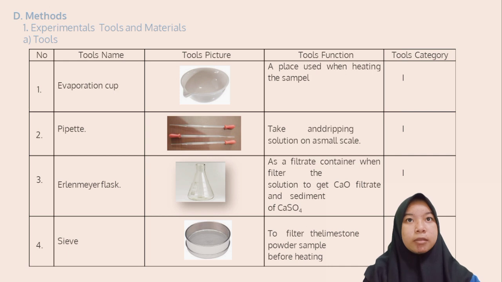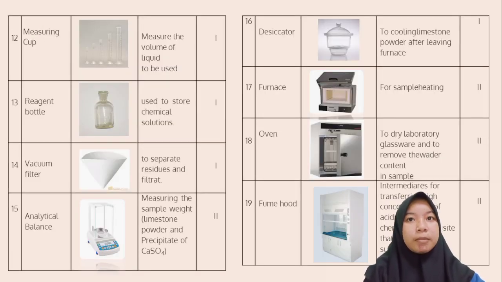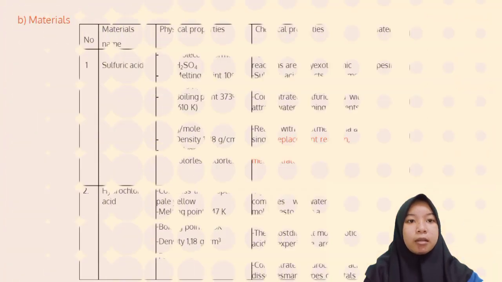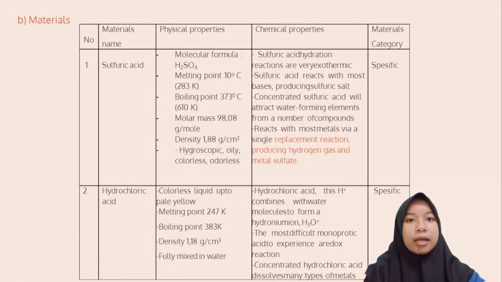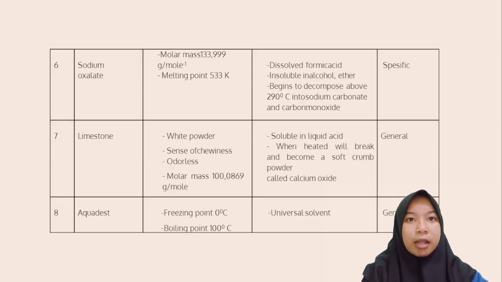Method. 1. Experimental tools and materials. Tools: evaporation cup, pipette, aluminum flask, sieve, beaker glass, spray bottle, stirring rod, measuring cup, reagent bottle, vacuum filter, analytic balance, desiccator, furnace, oven, and hot plate. Materials: sulfuric acid, hydrochloric acid, nitric acid, potassium thiocyanate, sodium carbonate, sodium oxalate, limestone, and aquades.